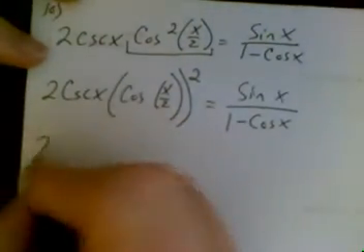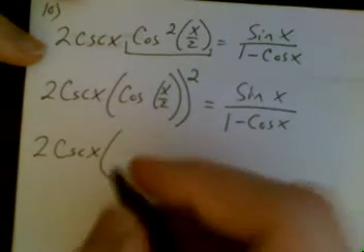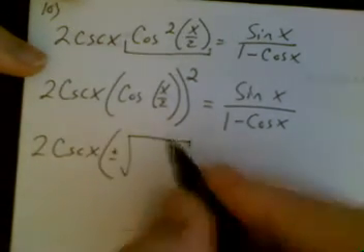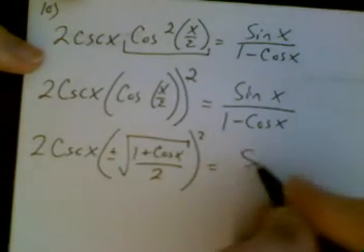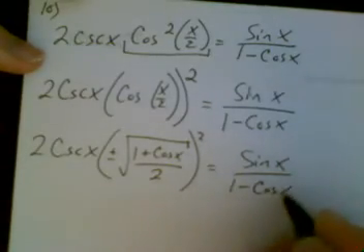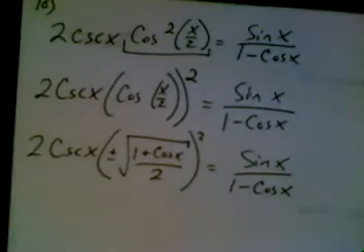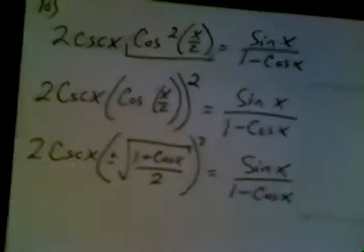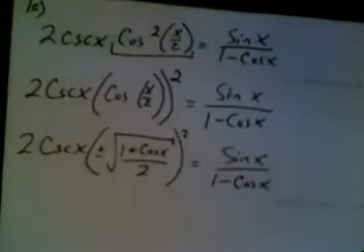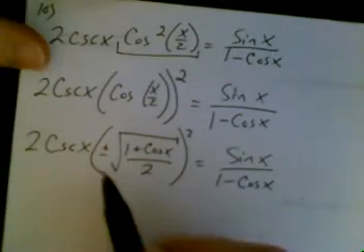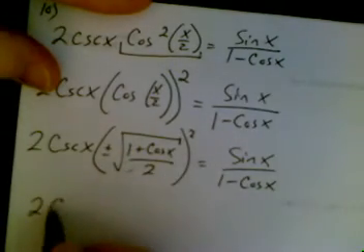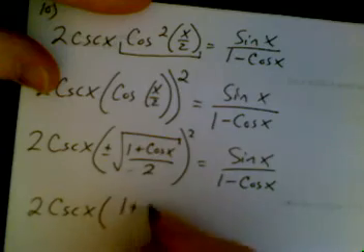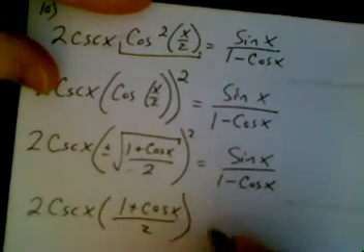So cosine of x over 2, replacing it with the identity, which I'm not going to show again because we've seen it twice in this video already, is plus or minus the square root of 1 plus cosine x divided by 2. Now, why did I write the plus or minus in there? Because it's part of the identity, and I need it there. But what's nice is that when I square this, the positive case is positive, the negative case squared is positive, and the square root disappears. So that gives me 2 cosecant of x times 1 plus cosine of x divided by 2.